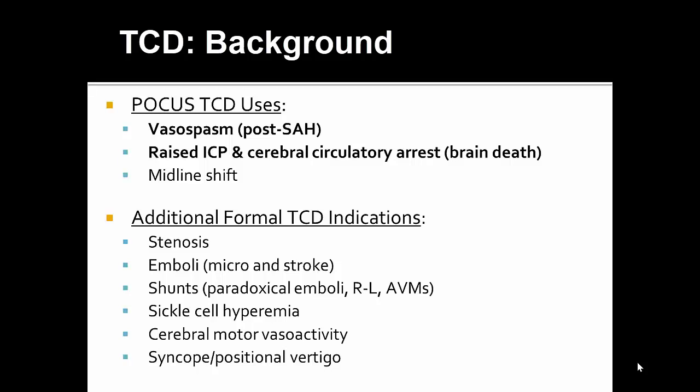Additional formal TCD indications include stenosis, emboli, which includes microemboli and strokes, shunt interrogation, paradoxical emboli, right to left shunts, as well as AVMs, sickle cell hyperemia, cerebral motor vasoactivity, as well as syncopal and positional vertigo assessment. This is beyond the scope of this particular lecture, and the indications below should be interrogated by formal TCD. Further reading can be found at the AIUM.